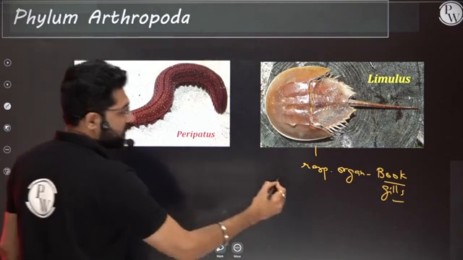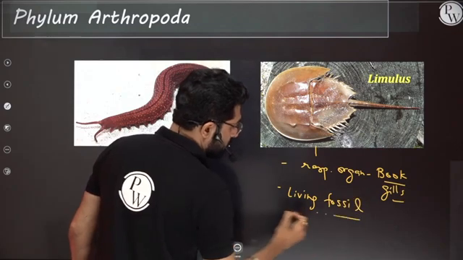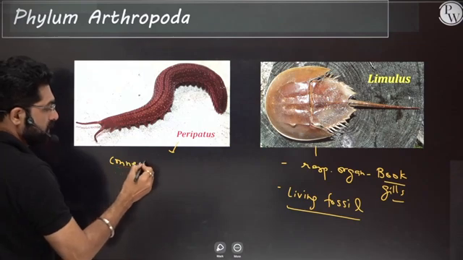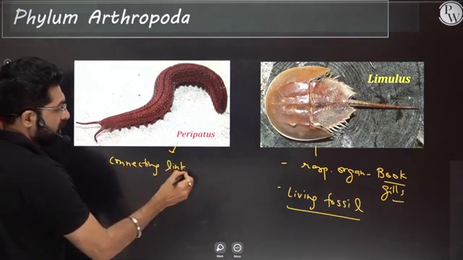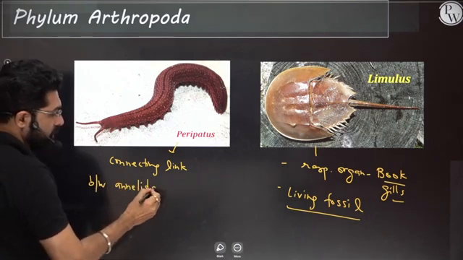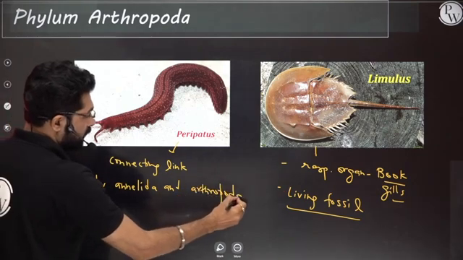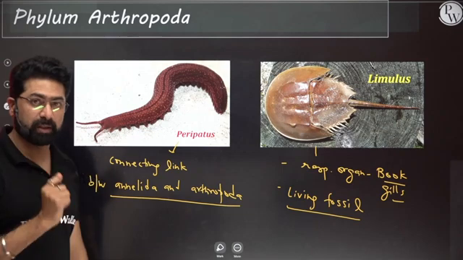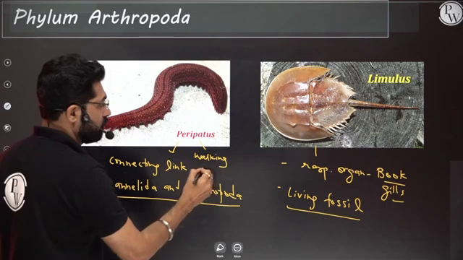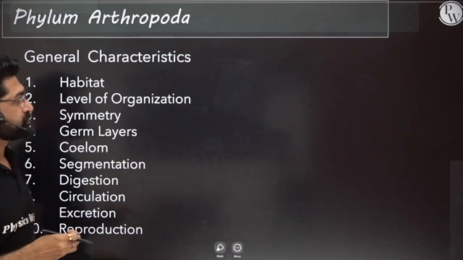Please remember this point, very important. Here you see, this is a living fossil. Limulus is a living fossil. Peripatus is a connecting link between annelids and arthropods, because they have characters of both. Please remember, this is also called walking worm. That means worm which has some appendages to walk.